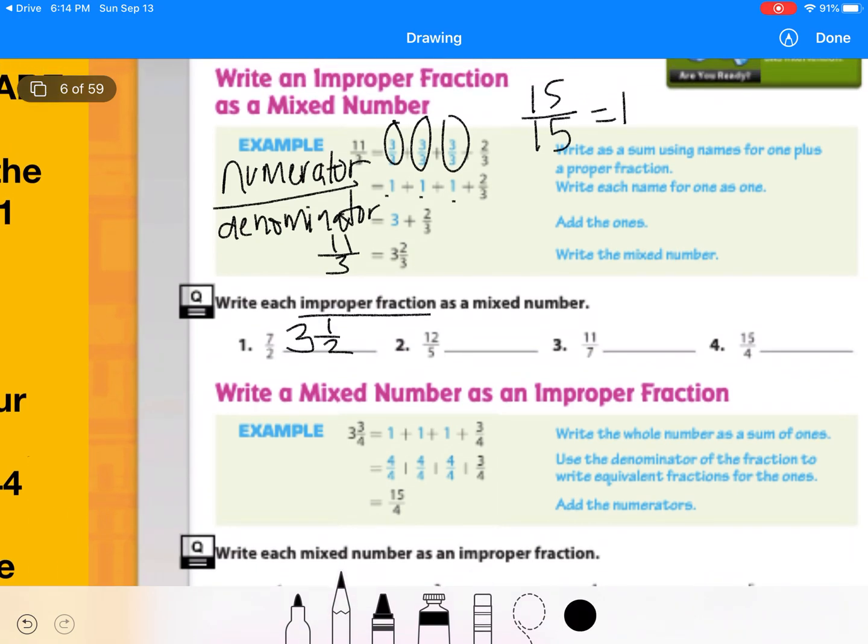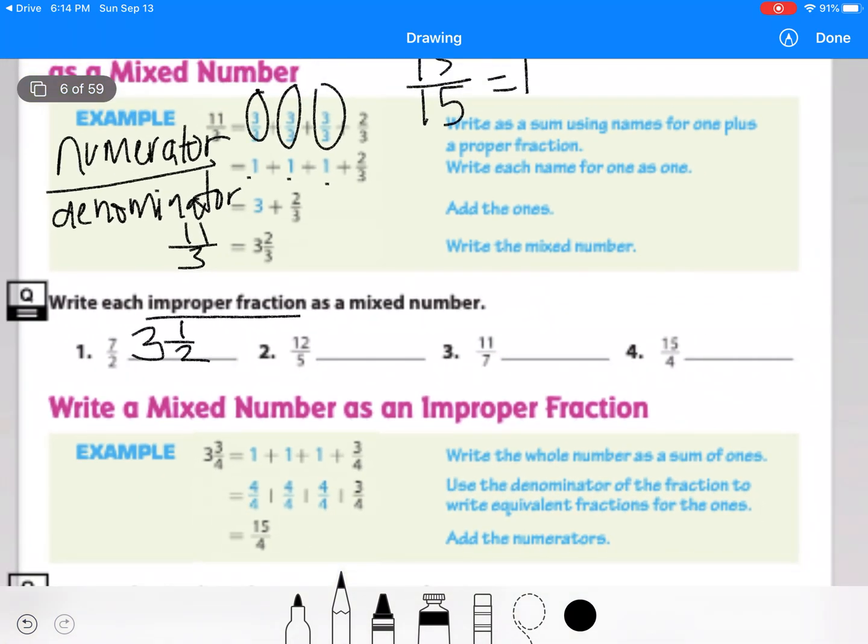And I know that sounds a little weird right now, but for example, 12 fifths. 12 is in the numerator, 12 is above the 5. So when we change our improper fraction to a mixed number, we're going to get a whole number and then a fraction, and your fraction is always going to have the same denominator. So that 5 can just be moved over. How many times does 5 fit into 12 evenly? 5 times 1 is 5, 5 times 2 is 10, 5 times 3 is 15. So 15 is too big, so it fits in twice evenly. So I know my whole number is going to be 2. 5 times 2 is 10, 12 minus 10 is 2, so I have 2 remainders.